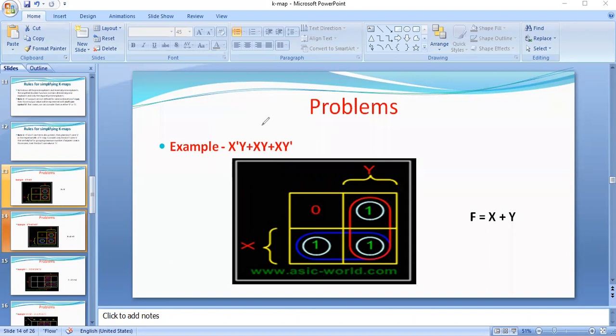See here, this expression is in SOP form. What we have to do is take 0 as complement and 1 as uncomplement. Means here we have to take X bar and here we have to take X. Similarly, here we have to take Y bar and here we have to take Y.